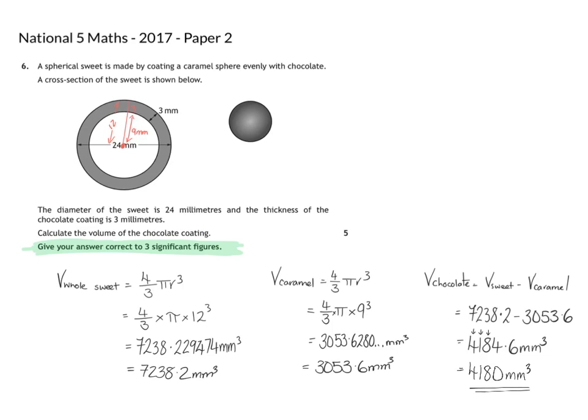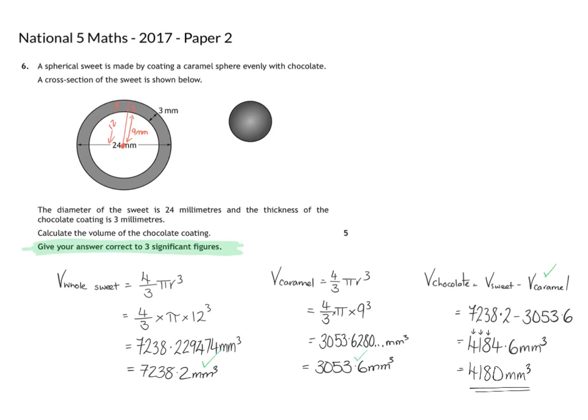So where do our marks come? In this question it's worth quite a lot of marks, at 5 here. So our first mark is knowing that we need to find the difference between the two volumes, so showing evidence that you needed to do a takeaway somewhere in there. Our second mark is for knowing that you've got to do 4/3 times pi times 12 cubed and getting your answer there.